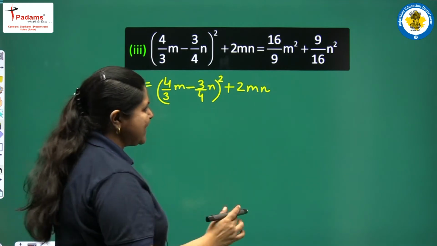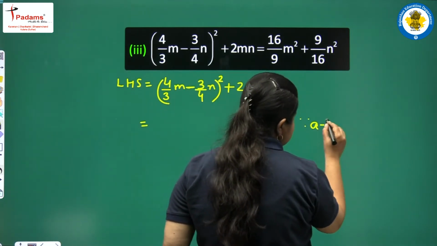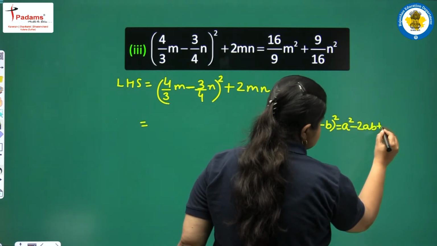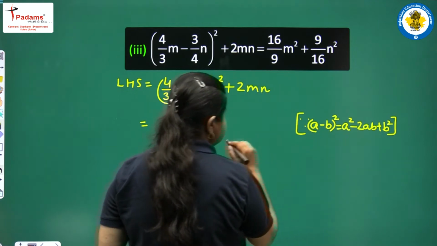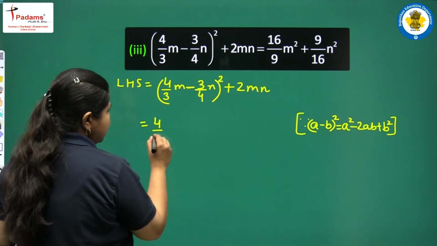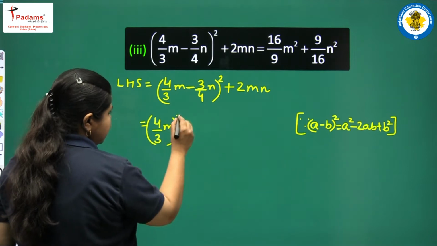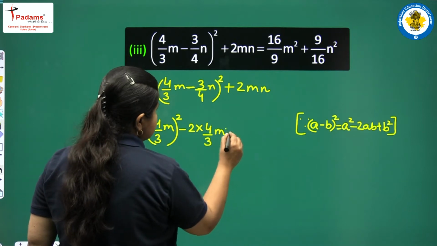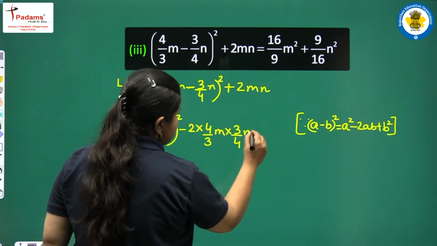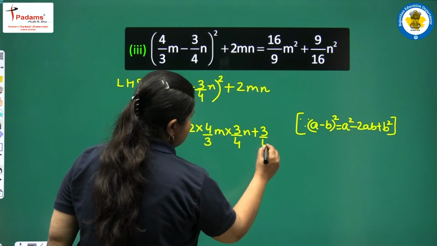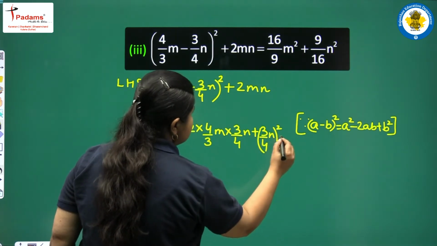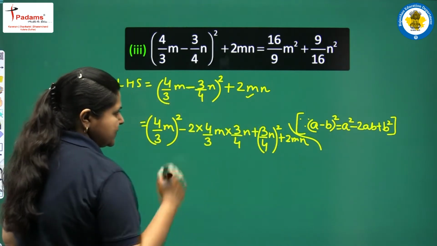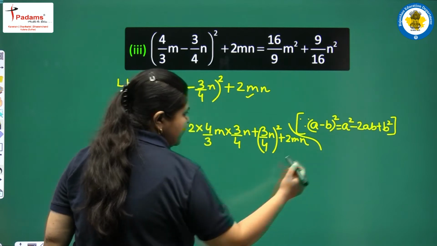The second one. Yes, we can mention here, since a minus b whole square is a square minus 2ab plus b square, we can now easily simplify this as first term square minus multiply both these terms by 2, 4 by 3m into 3 by 4n, and plus here we will have 3 by 4n whole square and plus 2mn. It's from the question, this one, this term. ठीक है, here we have written which identity we are applying.